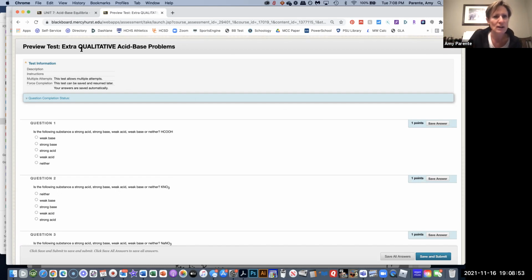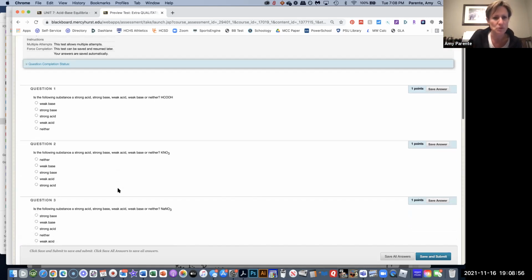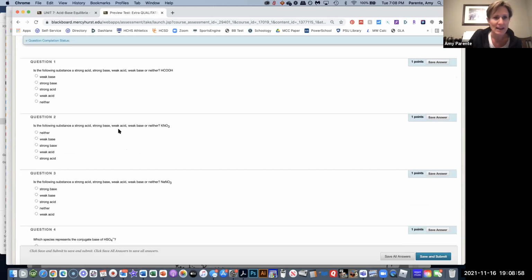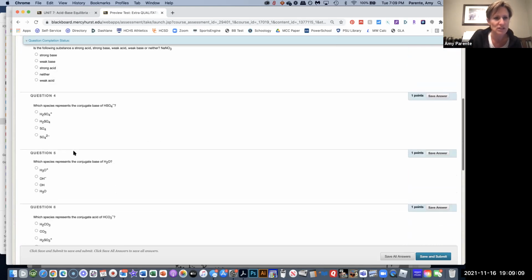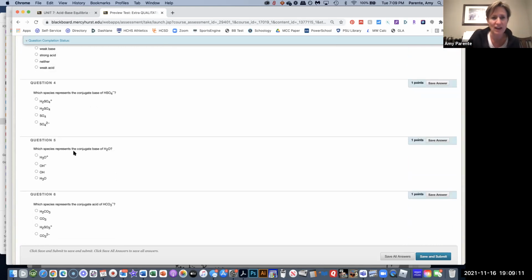But this first one is qualitative acid-base problems. So some more just practicing: hey, if you have KNO3, is that going to be a solution that is a strong acid, strong base, weak acid, weak base, or neither? Okay, so a bunch of questions dealing with some qualitative aspects of acid-base chemistry.